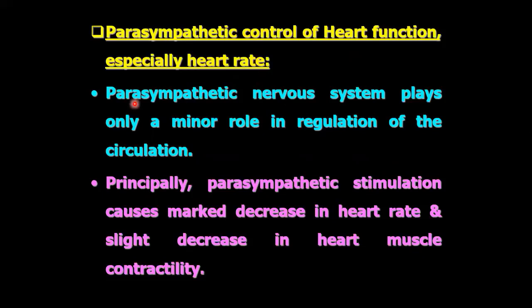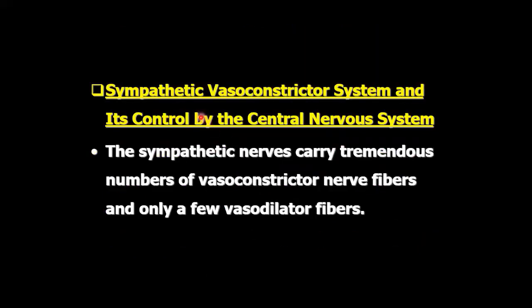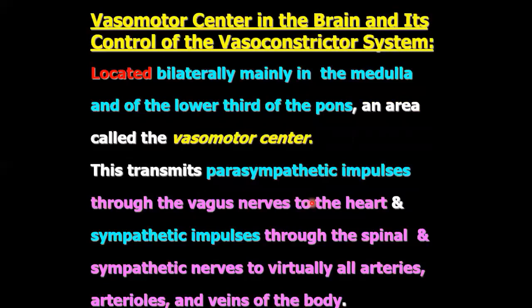The parasympathetic nervous system doesn't play a major role in regulation of the circulation. It has a minor role in regulation of the circulation. Principally, parasympathetic stimulation causes a marked decrease in the heart rate and a slight decrease in heart muscle contractility. Sympathetic vasoconstrictor system and its control by the central nervous system. The sympathetic nerves carry tremendous numbers of vasoconstrictor nerve fibers and only a few vasodilator fibers.